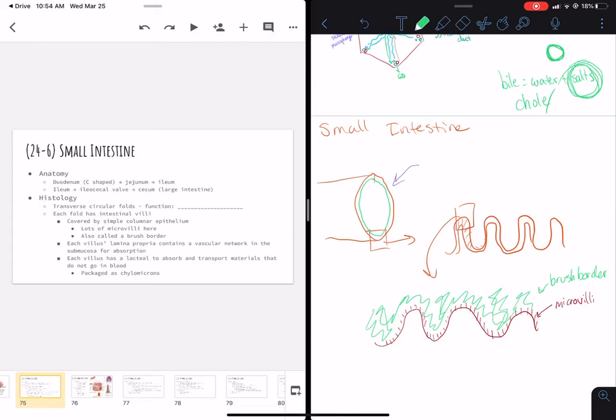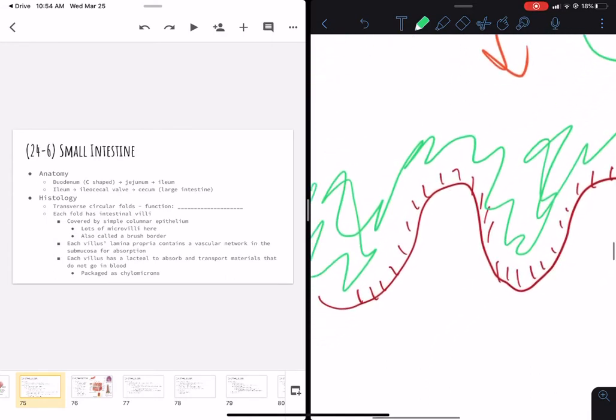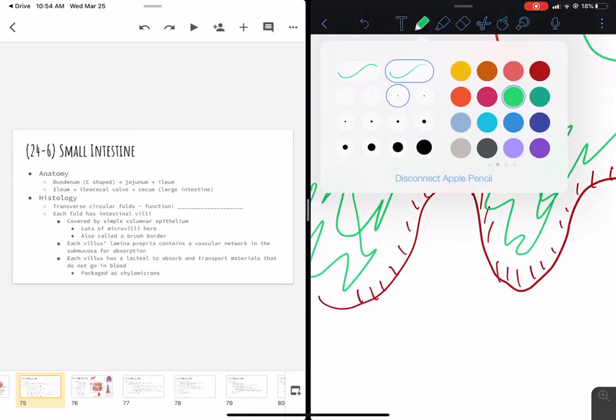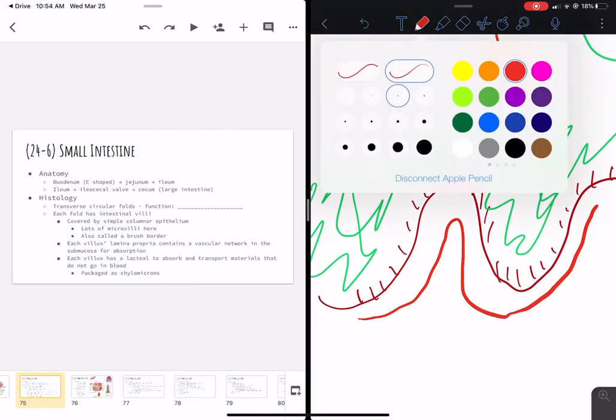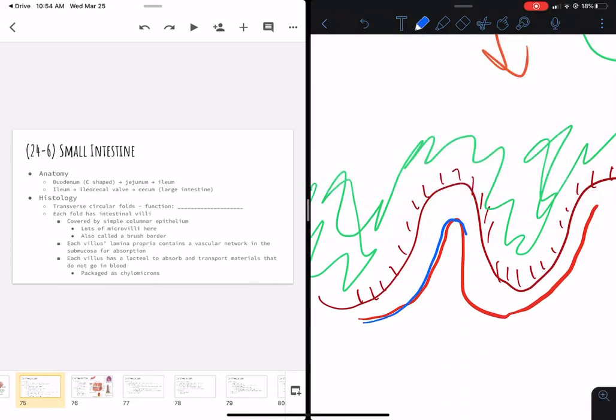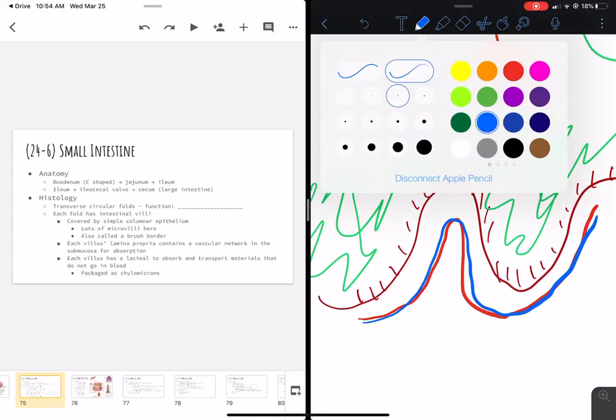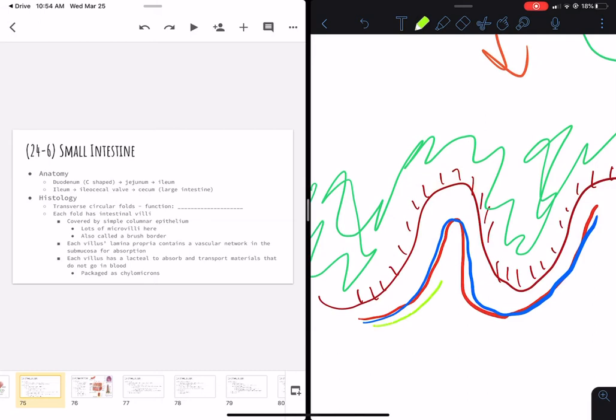Okay, each villus will have its own lamina propria and its own vascular network in the submucosa. So we can draw, let me go in another shade of red. Each one will get its own artery, each one will get its own vein, or venule. I mean, these are really small. And each one is also going to get something called a lacteal. You may remember lacteals whenever we were talking about the lymphatic system.